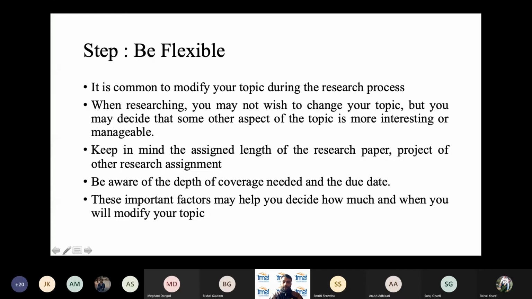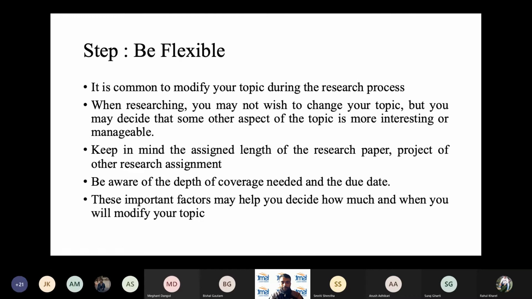Okay, while flexibility insists that you may not wish to change the topic, when you do your research, some other aspect of the topic may be more interesting or manageable. So in that context, you have flexibility to change the topic, and you should be flexible to change that topic.